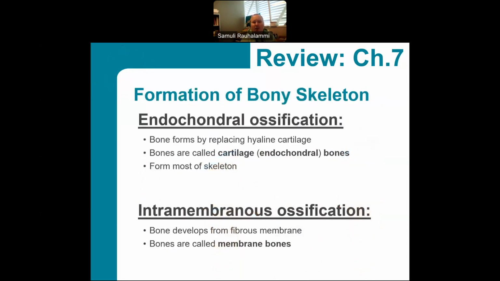I also wanted to mention, from the formation of the bony skeleton, two types of ossification. And again, these are endochondral and intramembranous ossification, and I'll let you study more about those, for the interest of time, in your own learning material.